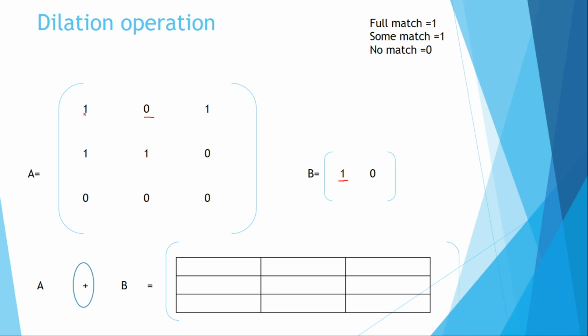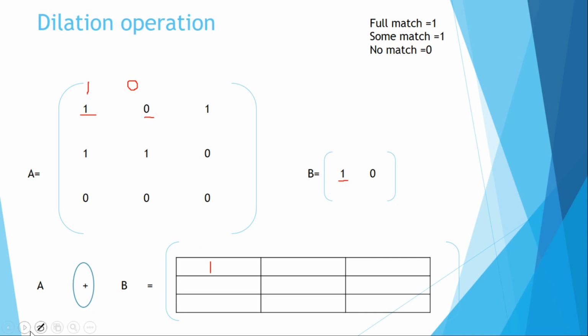So first I want to do the analysis with respect to the first pixel of image A. I have to keep the origin of the structuring element coinciding with this pixel value. So I keep the structuring element like this. Once I have placed it, 1 1 is matching, same value, so it matches. 0 0 is matching, same, it matches. If any one of the values matches, the resultant value goes to 1. So here the value will be 1.